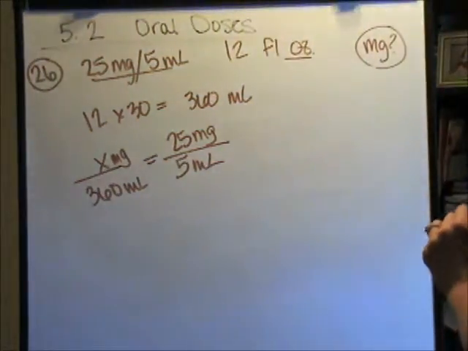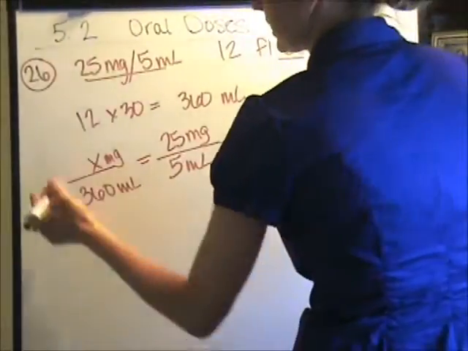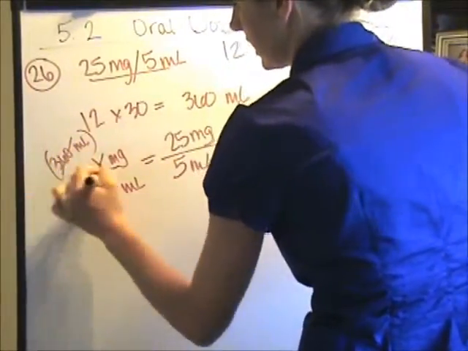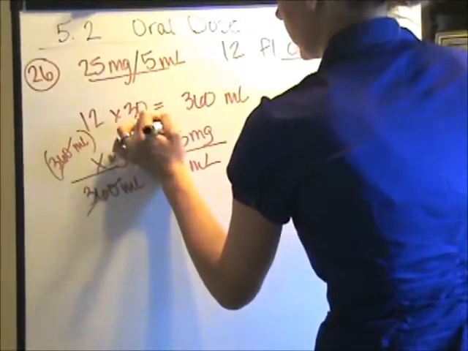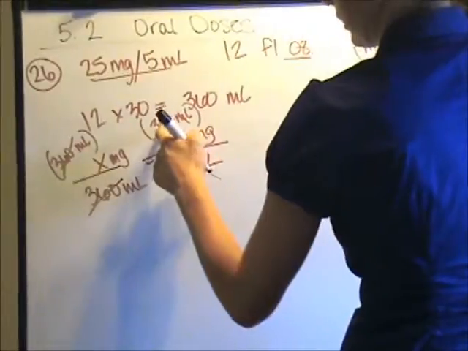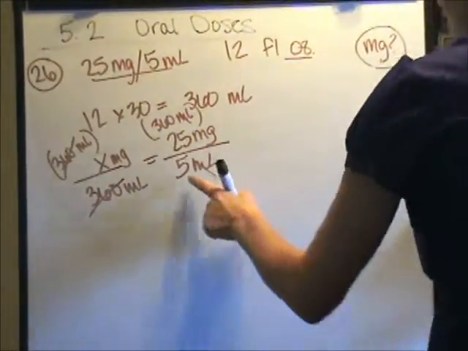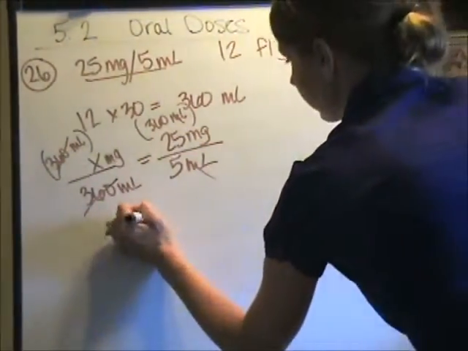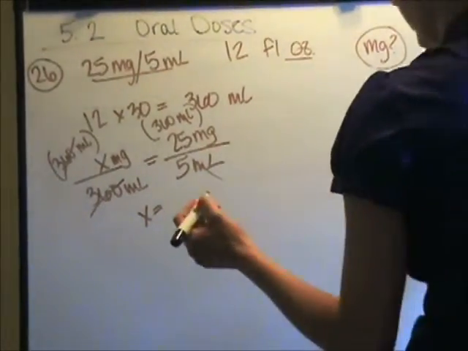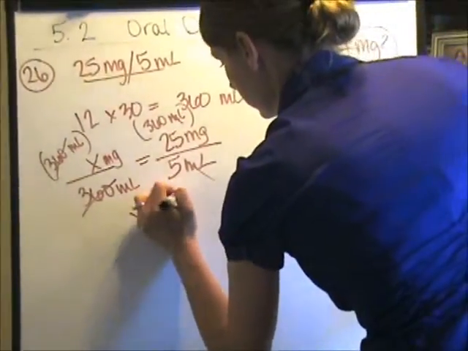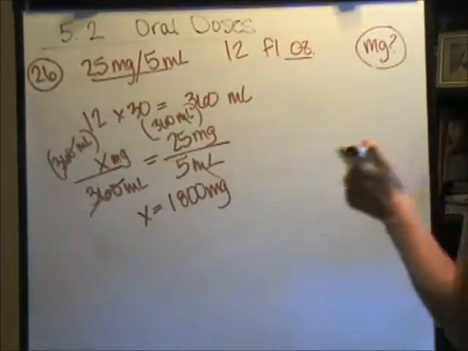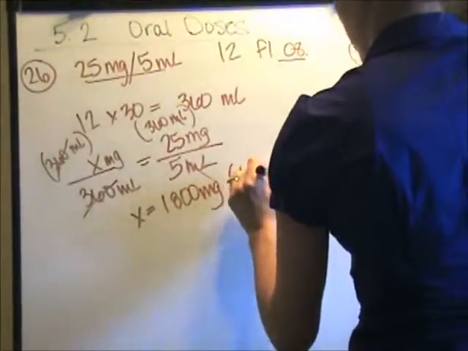Okay, now we're ready to solve for X. 360 on the bottom, we're going to put 360 on the top to make it cancel out. We're going to put 360 on the top up here. The milliliters are going to cancel out. We're going to take 360 times 25, and we're going to divide that by 5. And that's going to give us 1,800 milligrams per bottle, but we're not done yet.